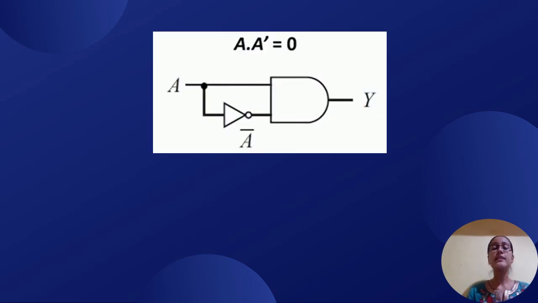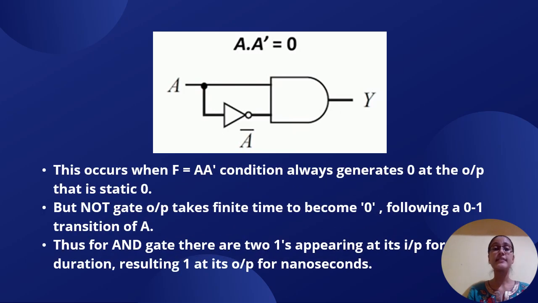So this is a circuit, a condition where we can see the static zero hazard. Here A A-bar is the basic condition which generates the static zero hazard. So consider I'm giving input A to be 0. So A bar will be 1. So with 0 and 1, the output of the AND gate will be 0.